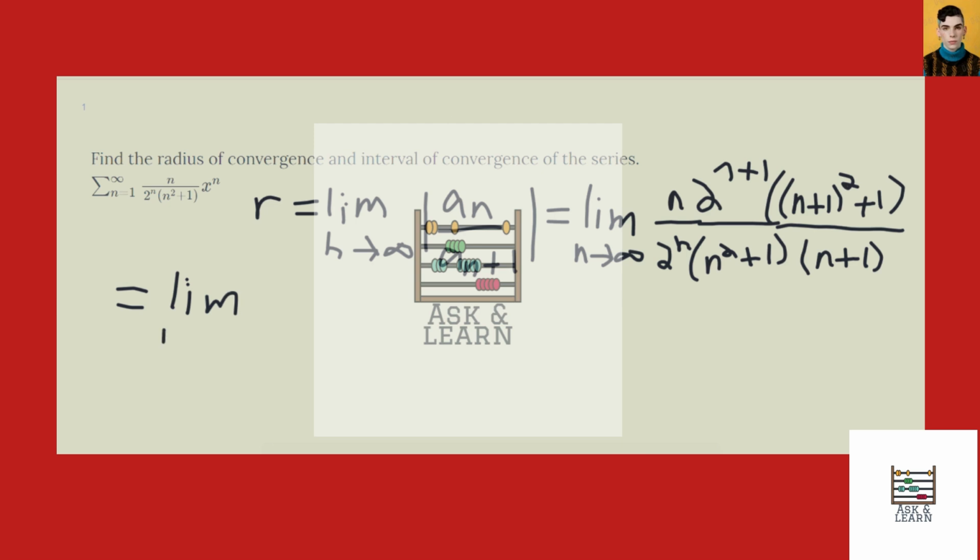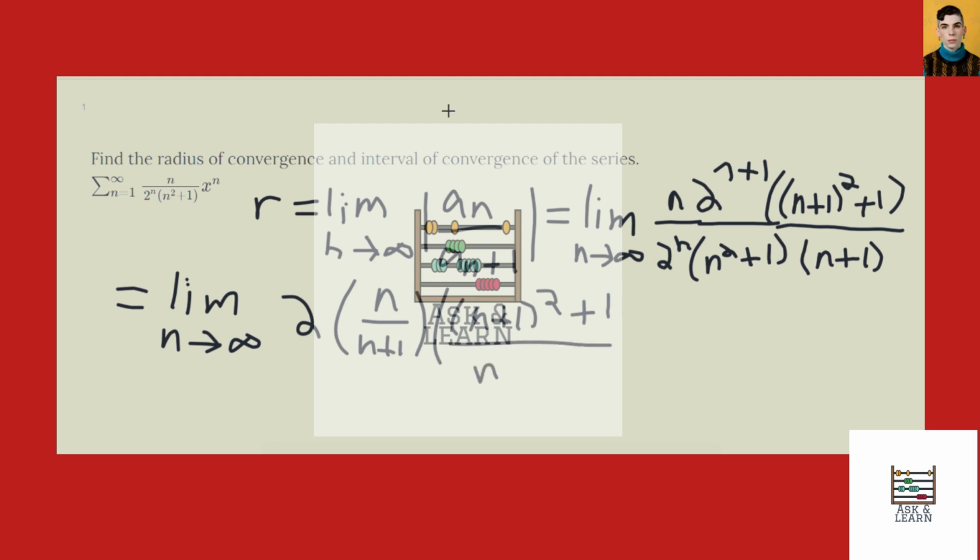So that's the limit as n goes to infinity of 2^(n+1) divided by 2^n, which is just 2. And then we can group this n and this n plus 1 together just to make it a little easier to look at. And then we're left with ((n+1) squared plus 1) divided by (n squared plus 1).